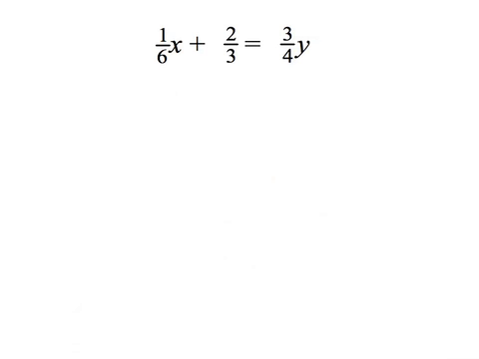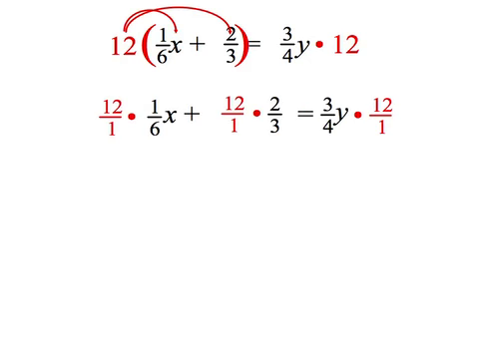One more example with fractions. In order to get rid of all of these fractions, we're looking for the lowest common denominator for sixths, thirds, and fourths, and that lowest common denominator is 12. This is a little more complicated problem, so I'm going to show a little more work than the previous one where I used the distributive property.